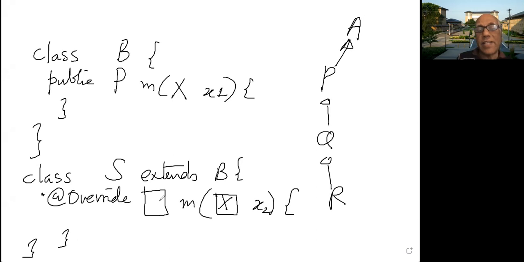The idea is that when I execute m, it will not produce anything that this cannot produce. M can only produce P or subtypes of P. So this will only allow M in S to produce P or a subtype of P. So that is why this can be P, Q, R, or anything below.